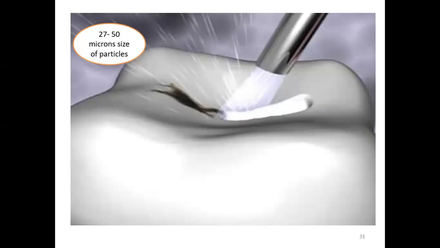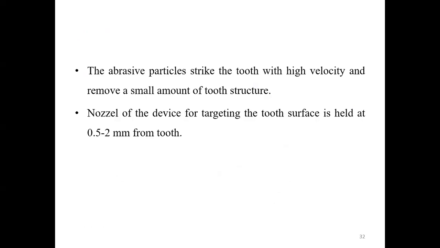So 27 to 50 micron size particles are liberated from the machine, which will help in the removal of the carious part. For this, we have to project them with high velocity and it will remove the caries. The abrasive particles strike the tooth with high velocity and remove a small amount of the tooth structure. The nozzle of the device for targeting the tooth surface is held at 0.5 to 2 millimeter away from the tooth.